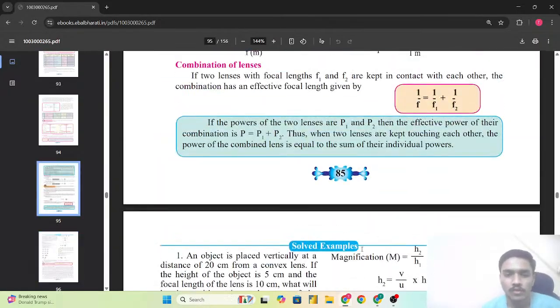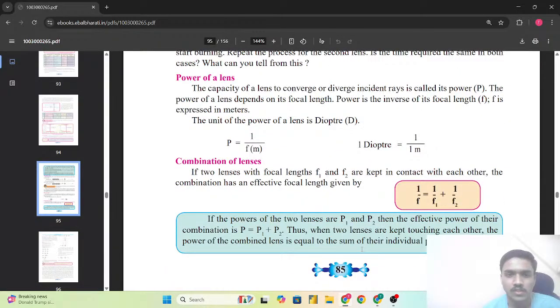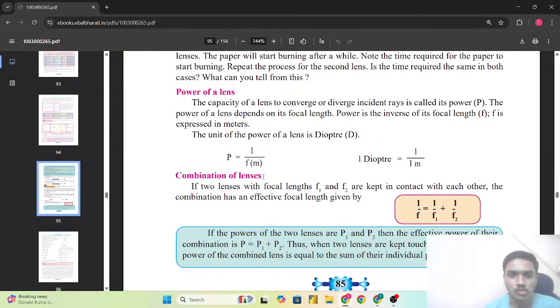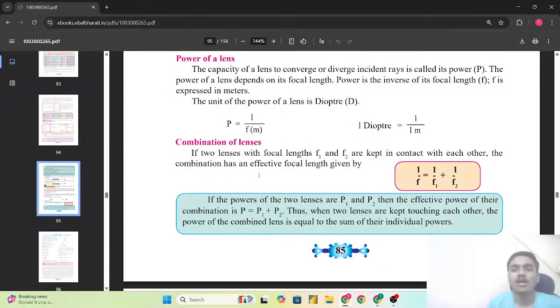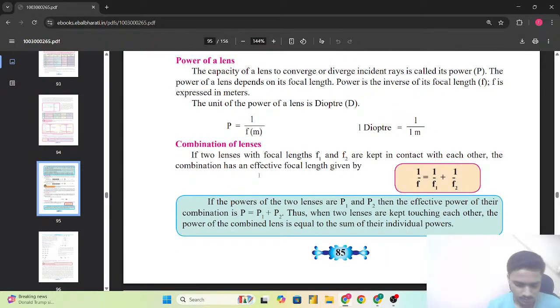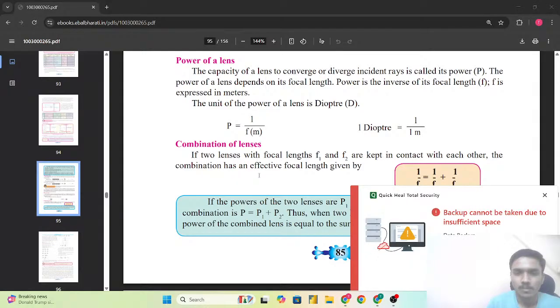So up to now we have studied the power of the lens. The power formula is P equals 1 upon focal length f, which is measured in meters. The unit for the measure of the power of the lens is the diopter. Next we are going to see the combination of the lenses, that is, what will happen when the lenses are combined together.